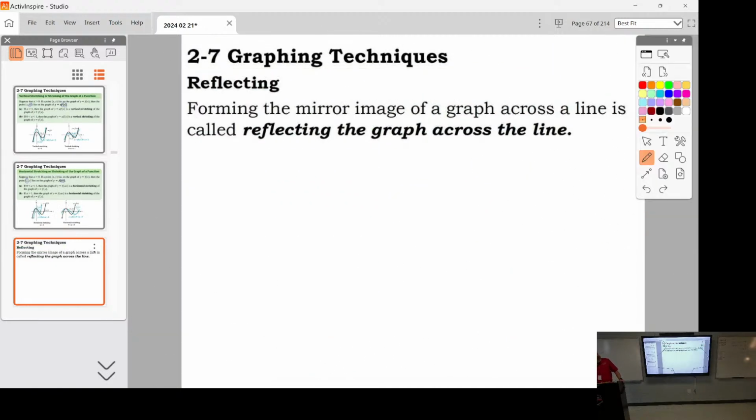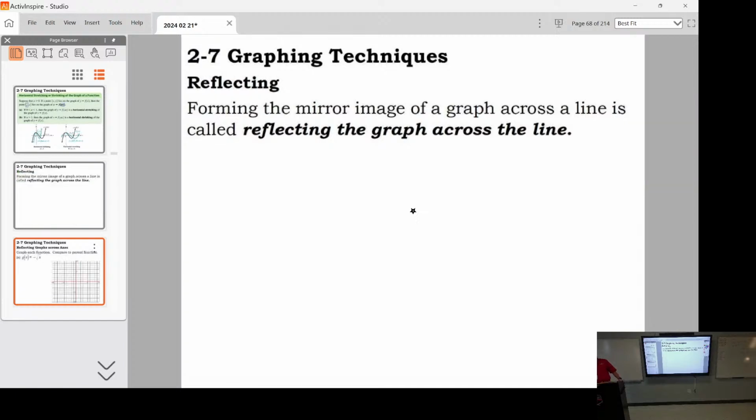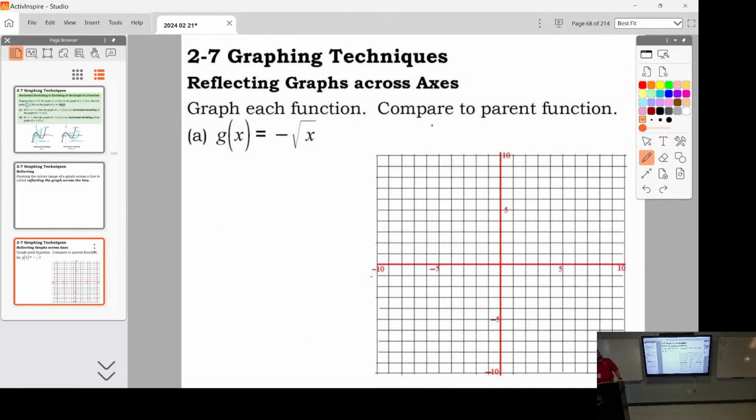Now this is a long section here. Reflections. Forming the mirror image of a graph across a line is called a reflection across a line. Graph the function and compare it to the parent function. g(x) equals negative square root of x.